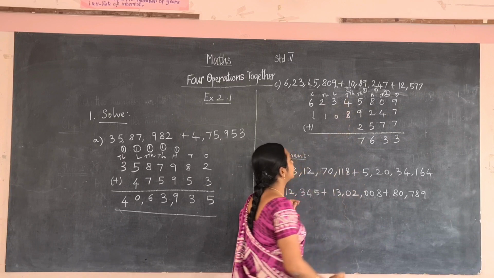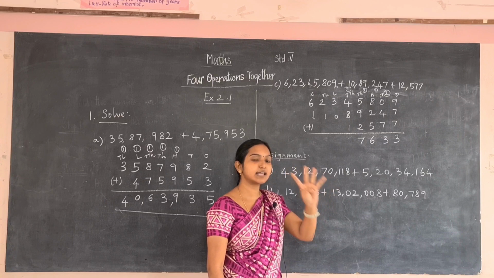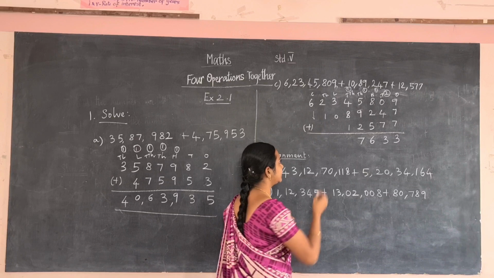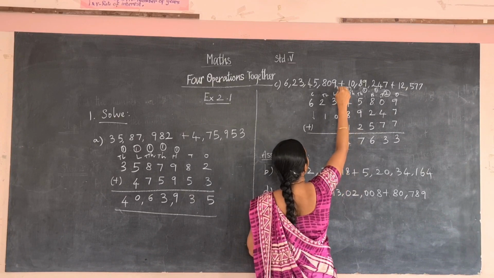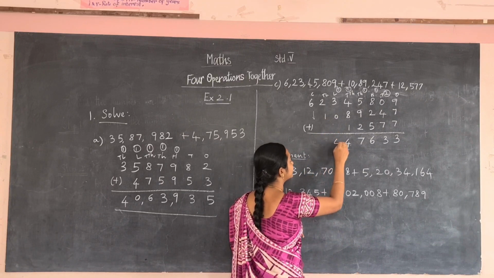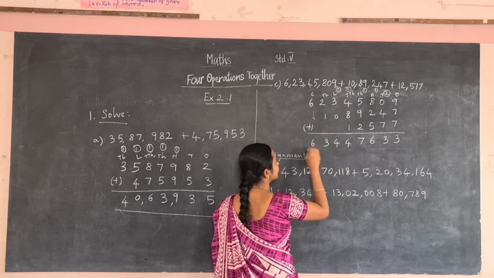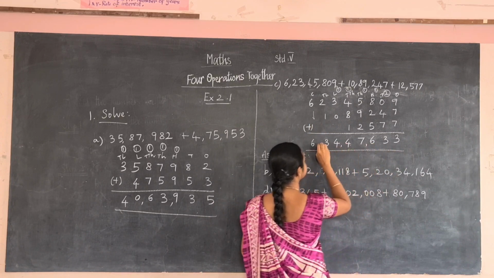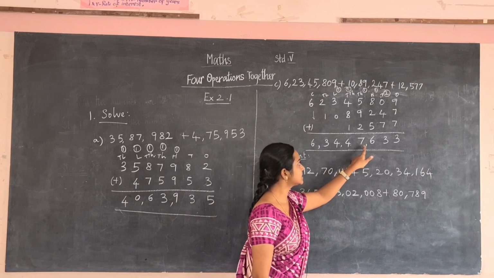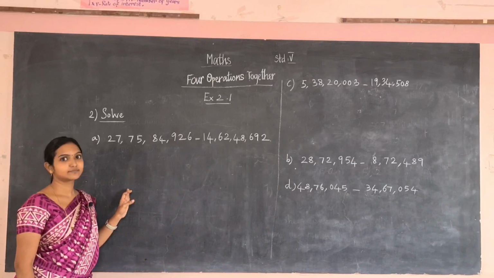4 plus 1 will be 5. After 5 count 8. That will be 6, 7, 8, 9, 10, 11, 12, 13. After 13 count 1. It will be 14. So write 4 here and carry 1 to lakhs place. 3 plus 1 will be 4. 2 plus 1 will be 3. Here there is no number. So write 6 as it is. So the answer is 6 crore 34 lakhs 47,633. We are going to do B and D as assignments.